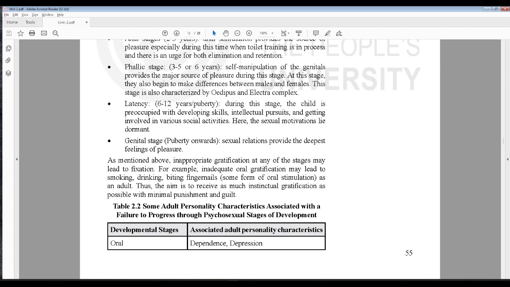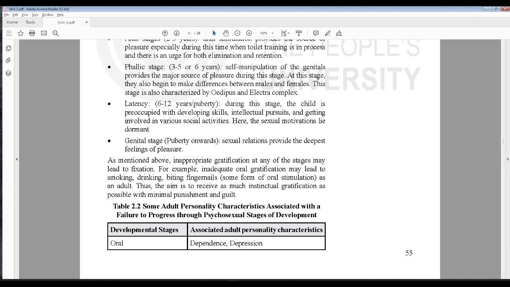Latency, 6 to 12 years / puberty. During this stage, the child is preoccupied with developing skills, intellectual pursuits, and getting involved in various social activities. Here, the sexual motivations lie dormant. Genital stage, puberty onwards, sexual relations provide the deepest feelings of pleasure.